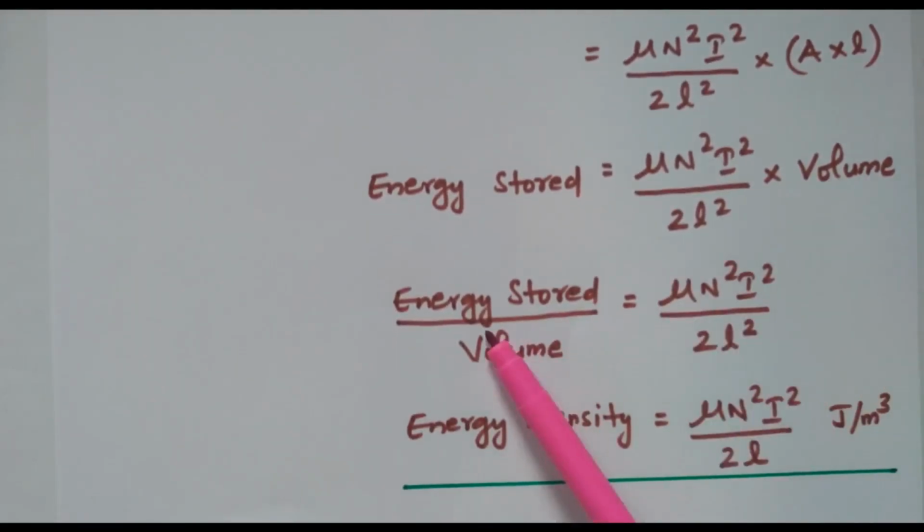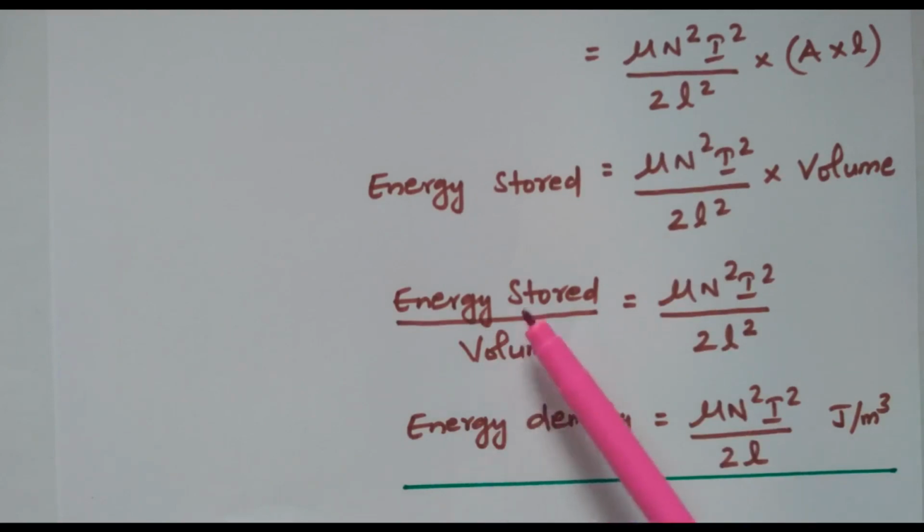This volume is brought into the denominator. So energy stored by volume is nothing but energy density. That is mu n square I square divided by 2l square, right? This is l square. The unit is joules per meter cube, right? So this is the expression for energy density in the solenoid. The previous one is the energy stored in an inductor in general. This is specifically for a solenoid, right?